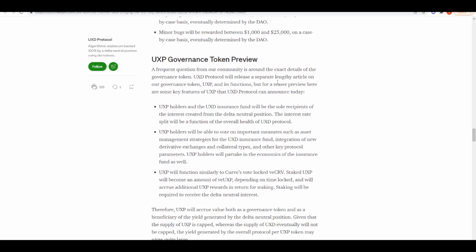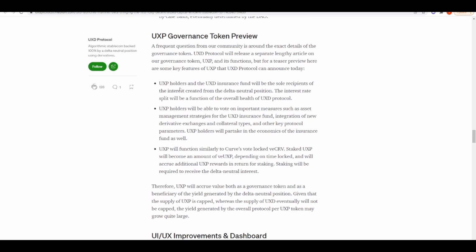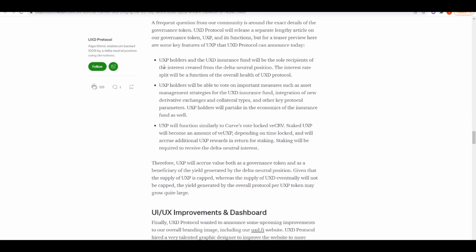So this is the exact details behind the governance token and why you might want to hold it. UXP holders and the UXD insurance fund will be the sole recipients of the interest created from the delta neutral position. So the interest rate will be split. The interest rate split will be a function of the overall health of the UXD protocol. So I'm assuming when the insurance fund is well capitalized, a higher percentage of the interest created from the delta neutral position will go to UXP holders. So that might be a source of passive income if you want to hold UXP.